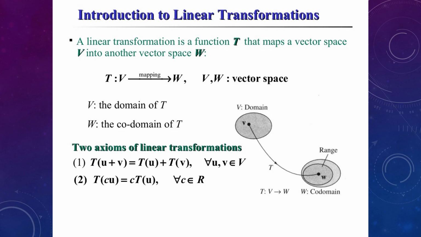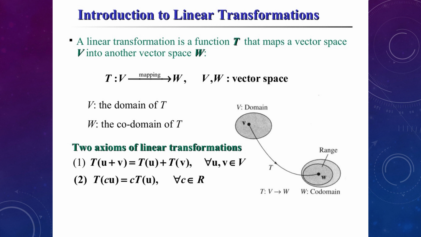Introduction to linear transformations. A linear transformation is a function T that maps a vector space V into another vector space W, T: V → W, where V and W are vector spaces. V is the domain of T, and W is the codomain of T. Two axioms of linear transformation: T(u + v) = T(u) + T(v), and T(cu) = c T(u).